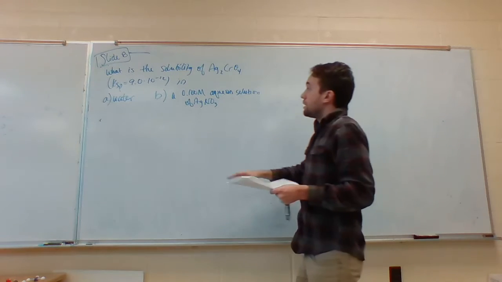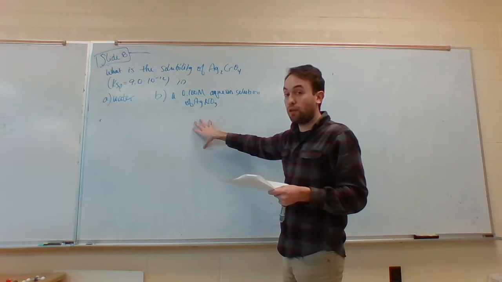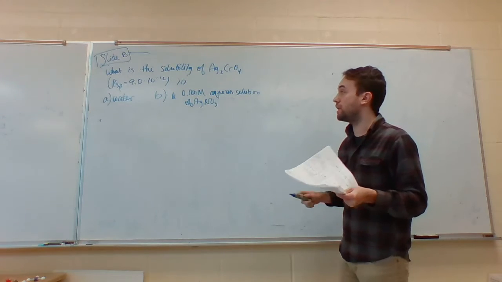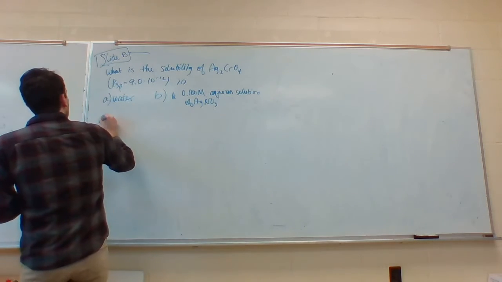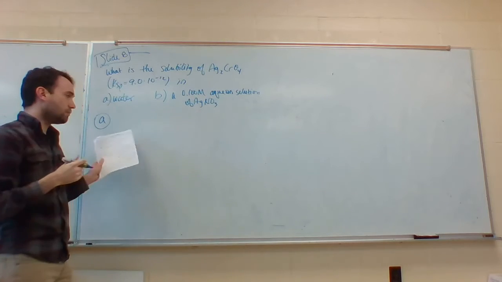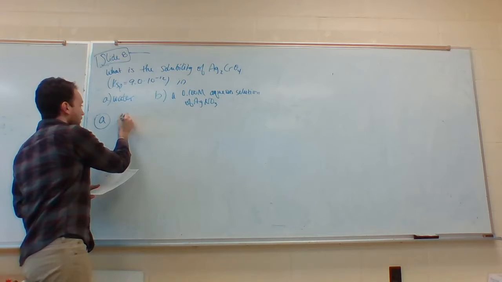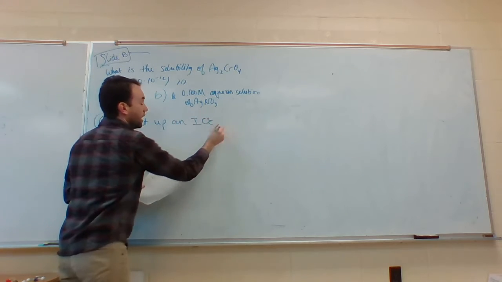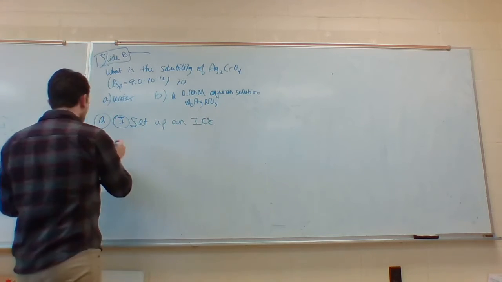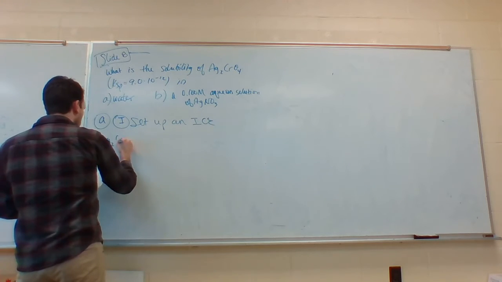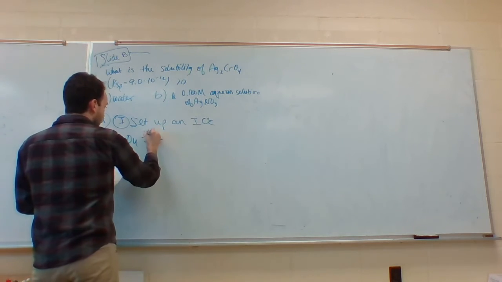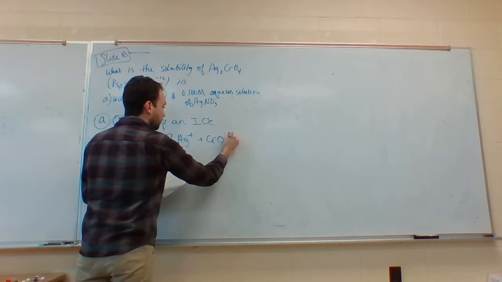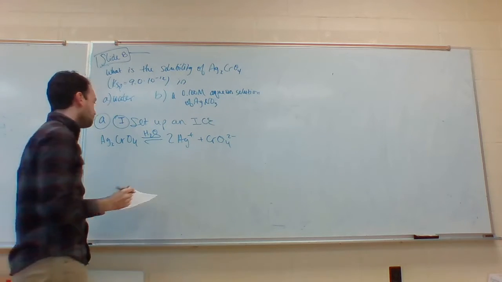Okay, so since this is going to be another one of those equilibrium problems, how are we going to work through this? What's our first step going to be? Let's do this for the water. Very first thing we're going to do is set up an ICE table. We know it's an equilibrium problem. So we have Ag2CrO4, throw that into some water, and we get 2Ag+ plus CrO4 2-.